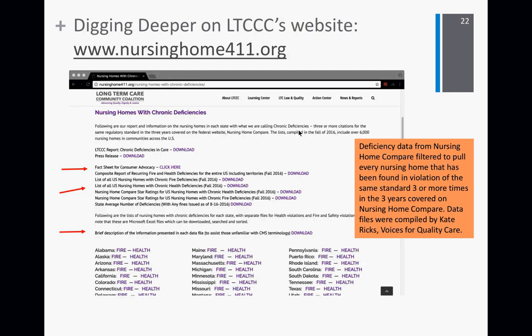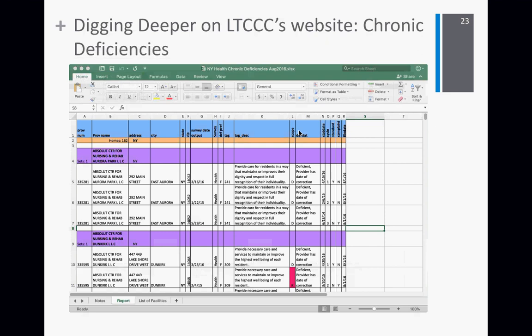This is just one example of the deficiency data that we put together. Just to show you a little bit further what Kate did here. So we have here the example of one nursing home, Absolute Center for Nursing and Rehab. It shows you what the tags were and what the description was. So here the facility was found 3 times in the last 3 years.